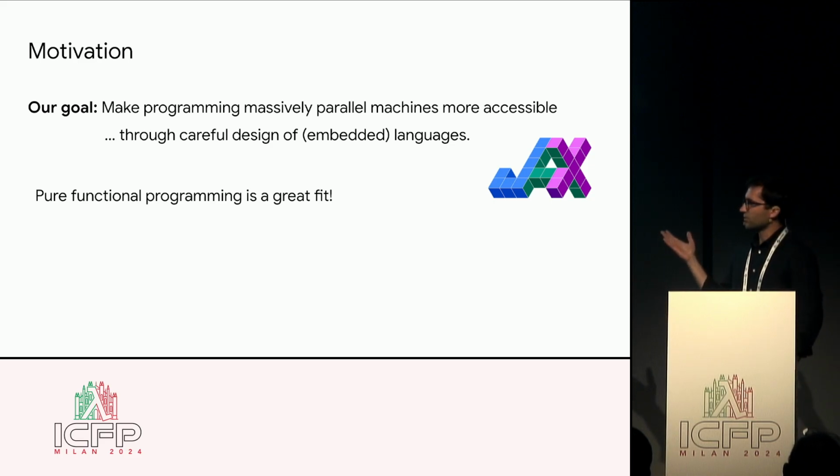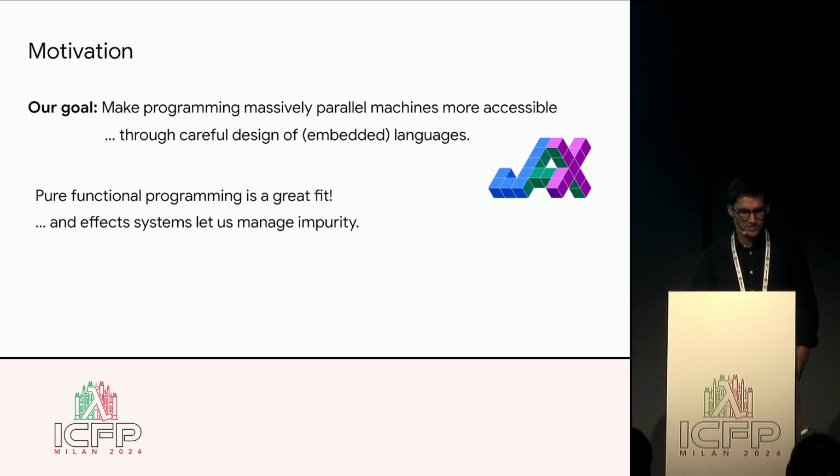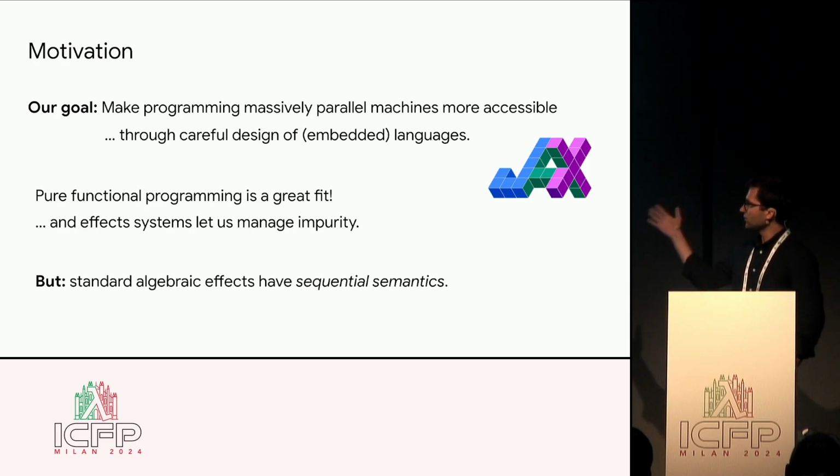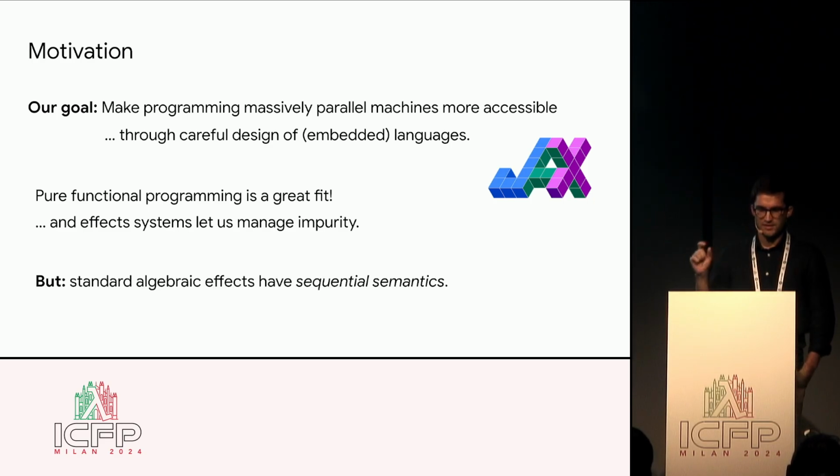And pure functional programming is a great fit for this. Obviously, those are mathematical functions. They're mostly pure. Purity is great for parallelism, but sometimes we want to allow programmers to introduce impurity just because it increases their productivity. And effect systems are a great way for us to manage this impurity and distinguish between pure expressions that can be parallelized and those that cannot. The only problem is that standard algebraic effect systems have sequential semantics.